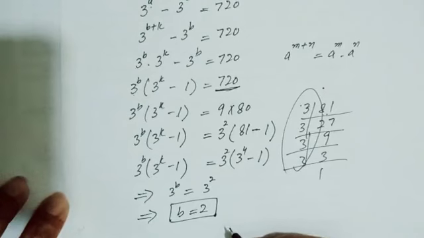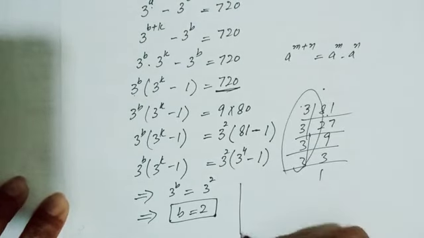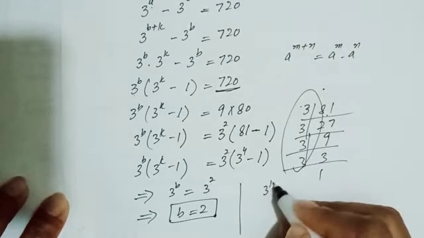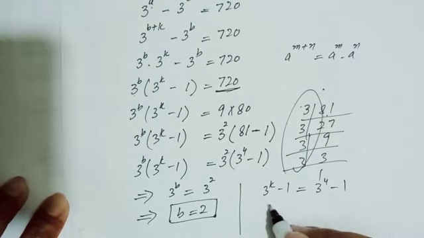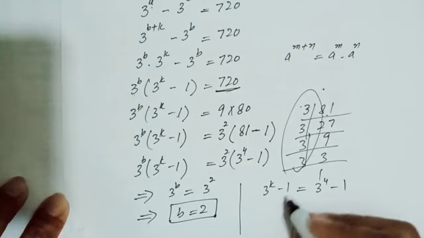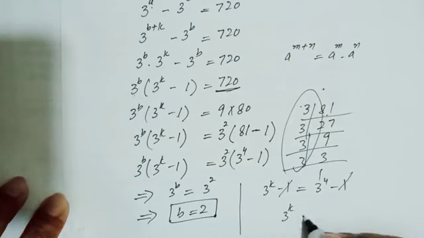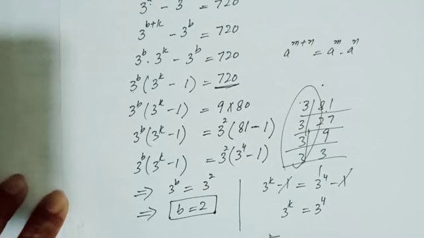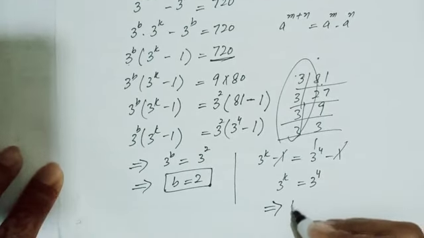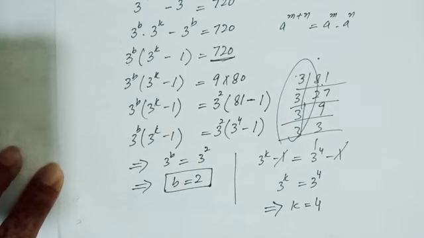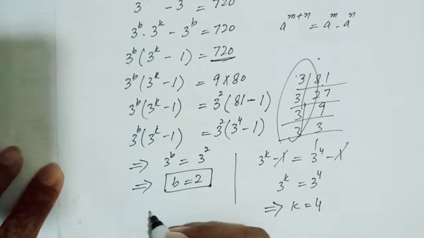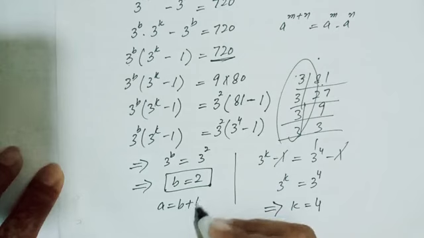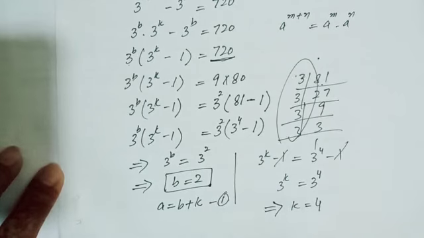So now, by comparing this term, 3 raised to power k minus 1 is 3 raised to power 4 minus 1. So this implies that 3 raised to power k is equal to 3 raised to power 4, and this implies that k is equal to 4. So from here I can find the value of a by putting the values in the equation, that is a is equal to b plus k, that is equation number 1.